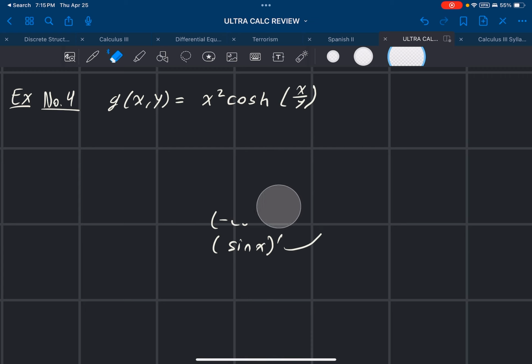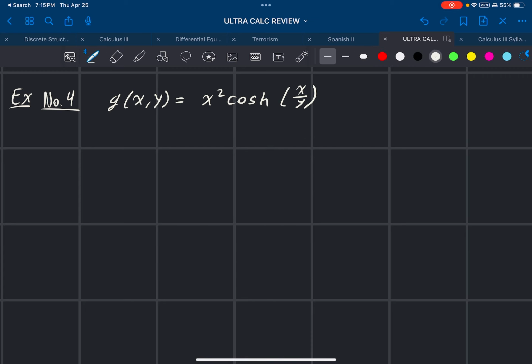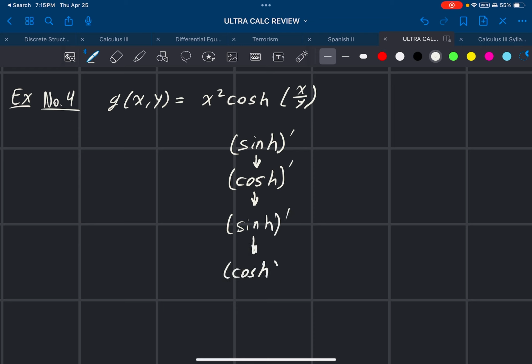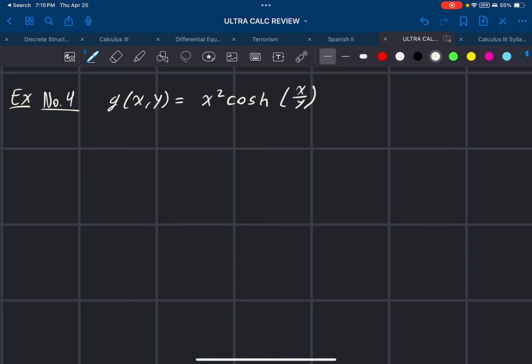Now, for sinh, hyperbolic sine, the derivative is cosh, hyperbolic cosine. And then the derivative of that is sinh again. And then the derivative of that is cosh again. So they just keep on going back and forth. So just remember that for this problem.